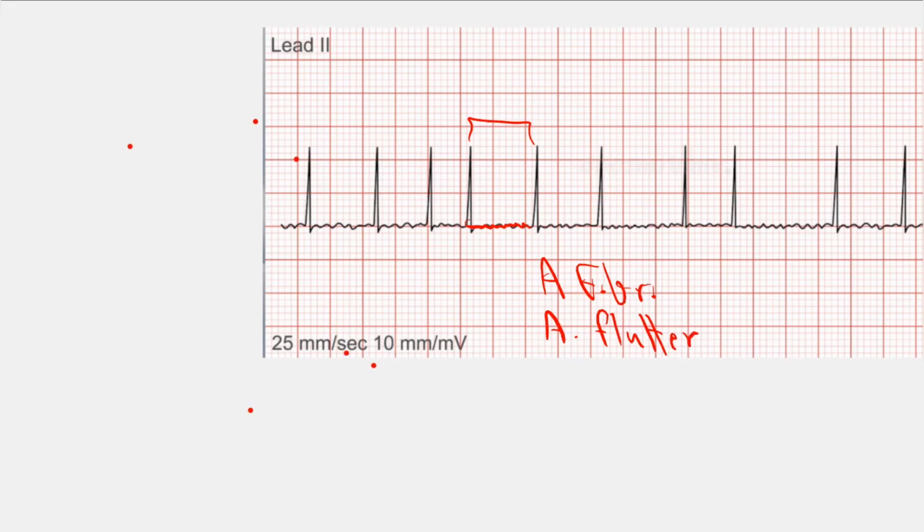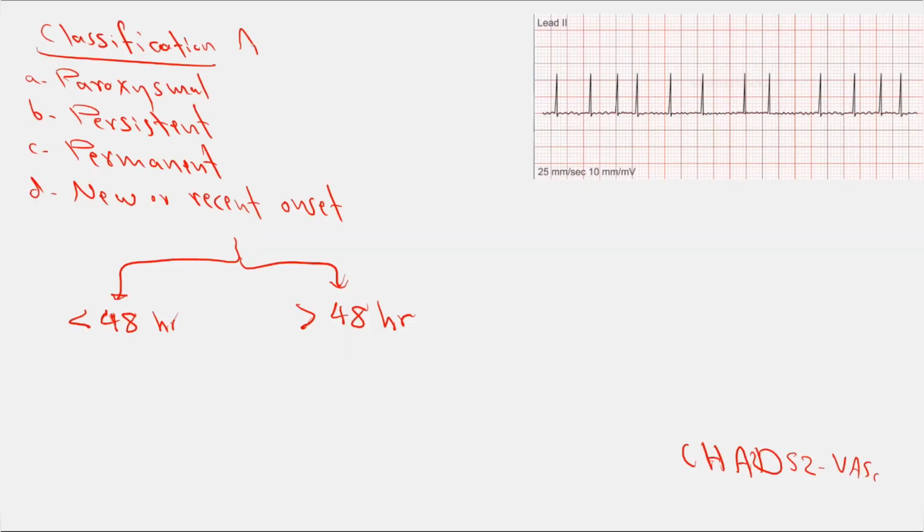What are the treatments? First of all, we have to classify the patients of AF as paroxysmal, persistent, permanent, or new onset. What do we mean by paroxysmal? Paroxysmal is when the patient's AF lasts less than 7 days, terminating either spontaneously or with treatment. We mean by persistent when it lasts more than 7 days, which usually terminates with treatment.